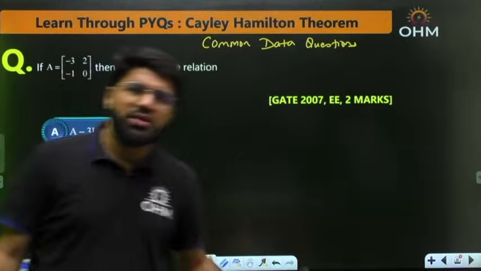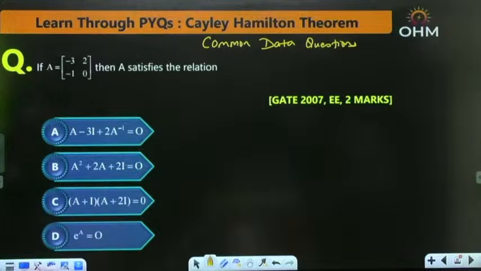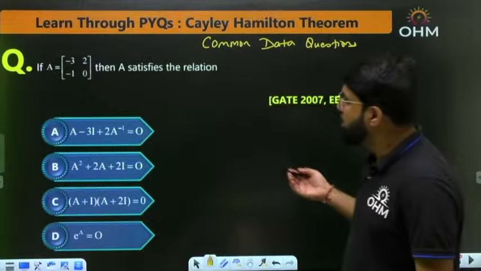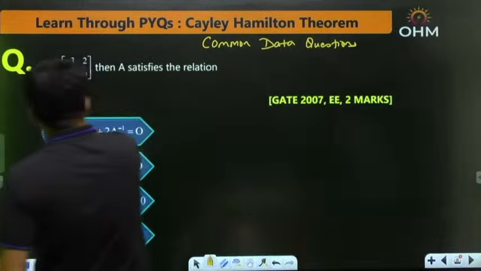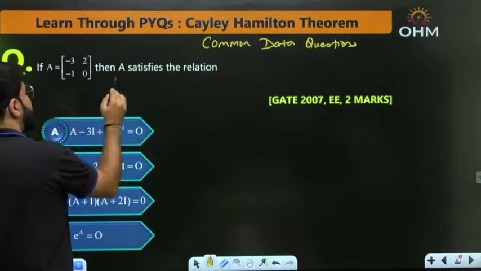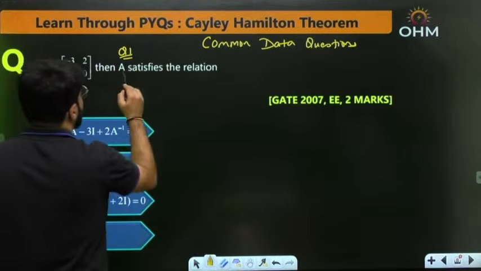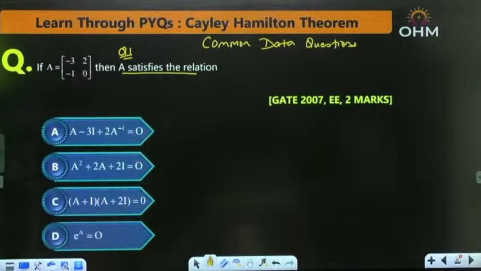So this was a common data question. Common data or linked, I don't remember. Probably this was common data. It should not be a linked question because both are independent. This is the first question. If A is the matrix given, then A satisfies what relation?